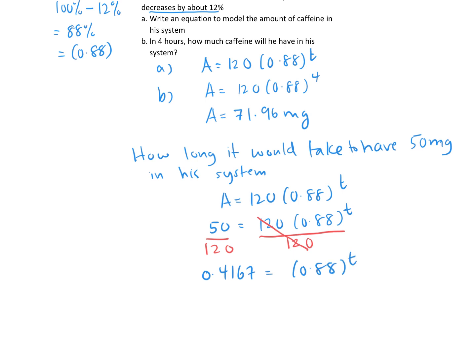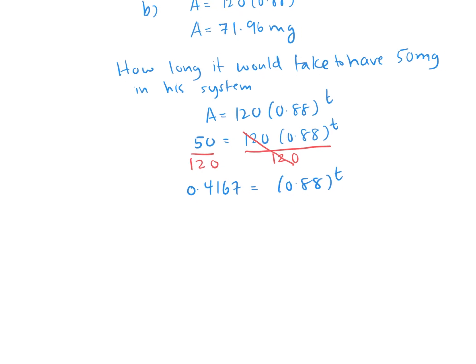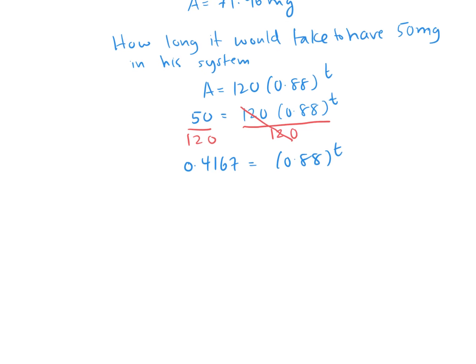Now, to solve for T, we're going to have to estimate. Okay, if you were in grade 12 advanced functions, you would use logarithms, which are the inverse of exponential, but we're not going to do that. We're just going to guess. So the question is 0.88 to what power is going to give us this number? So I'm just going to work my way up and try different numbers.